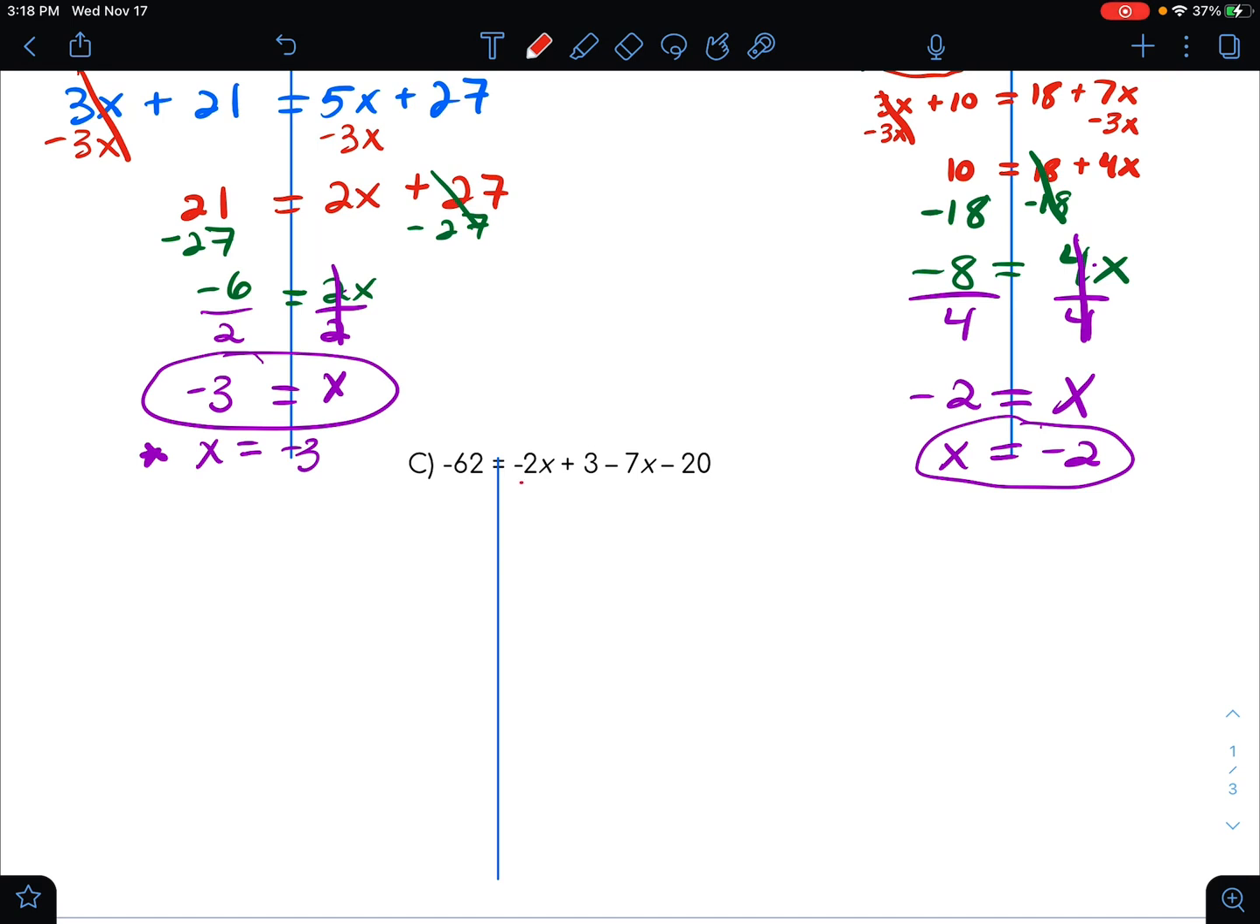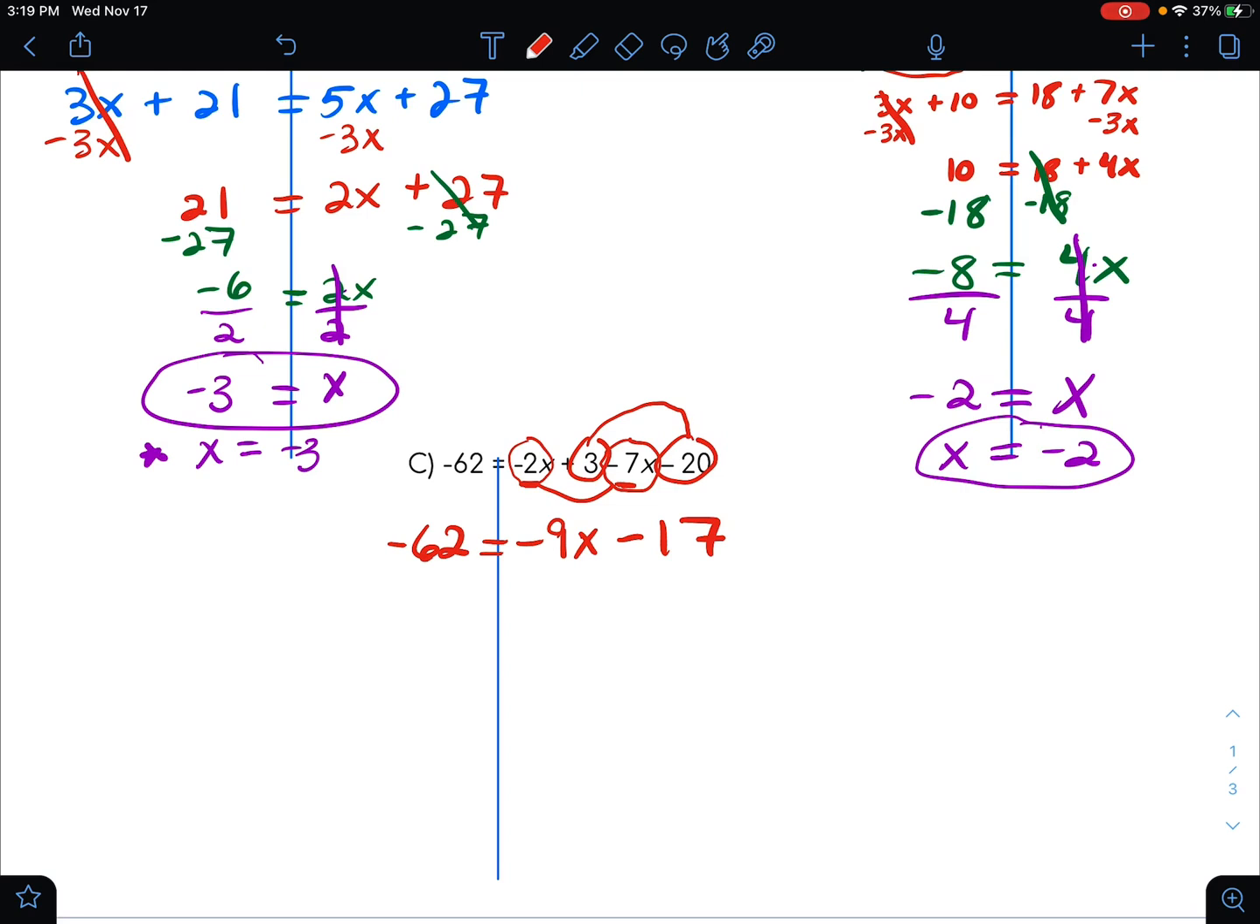So on the right side of the equation, I have this minus 2x. I have a minus 7x. So I've got this term and this term that I'm putting together. So negative 2x plus a negative 7x, or negative 2x minus 7x, is a minus 9x. And in this one, I also have some like terms with the numbers positive 3 and minus 20. So I could also put those together. 3 plus negative 20, or 3 minus 20, is negative 17. Equals negative 62.